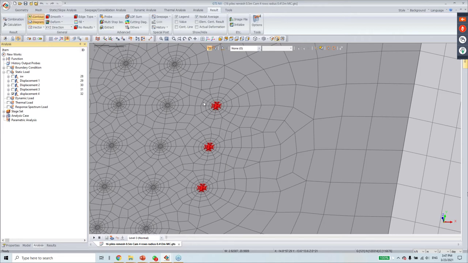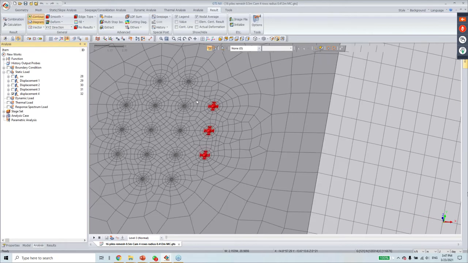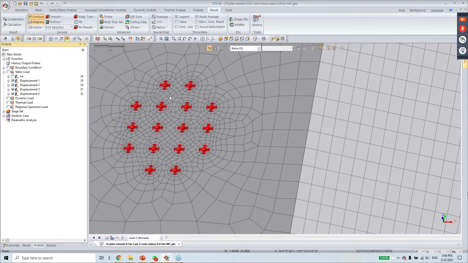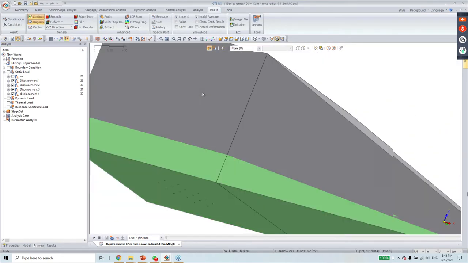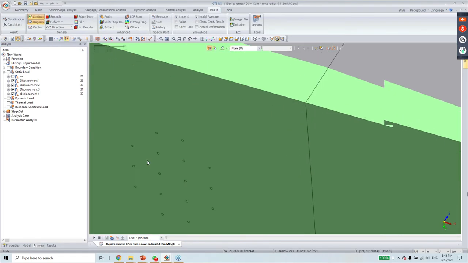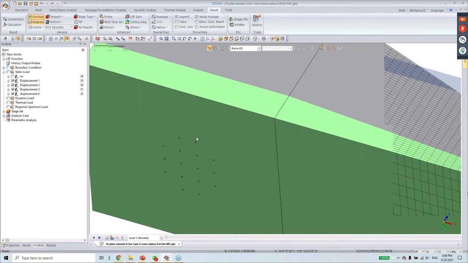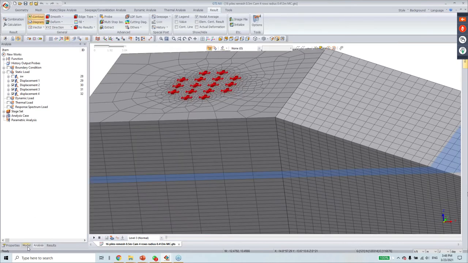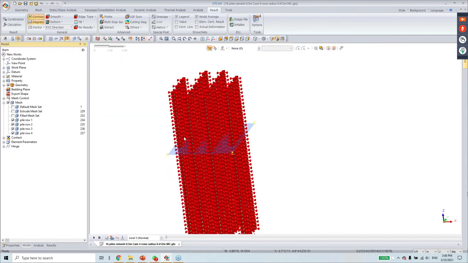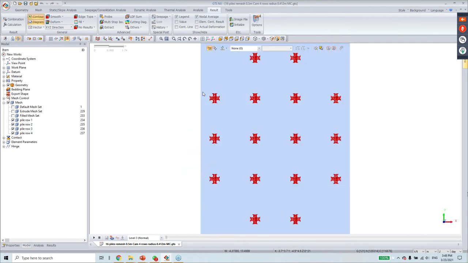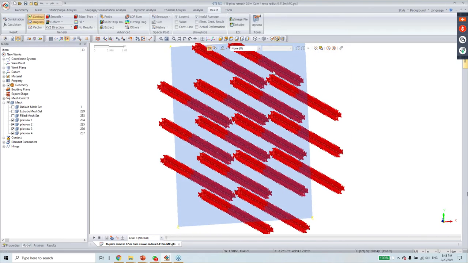How we get the 0.412 is by calculating the equivalent area for a 0.4 meter radius spun pile. All right, so we apply the radial displacement for the whole length of the pile. Maybe I deactivate, you can see for the whole length of the pile.